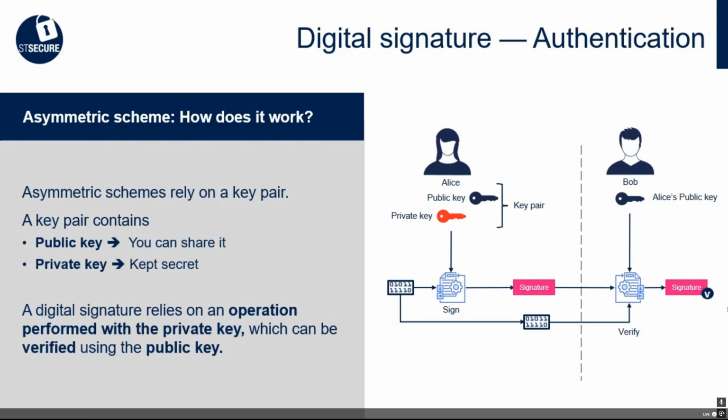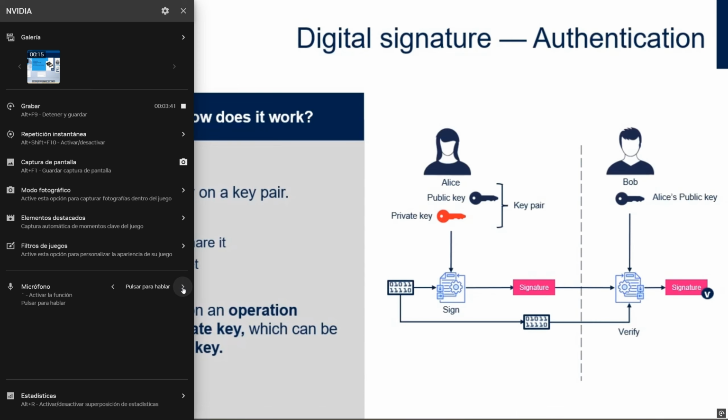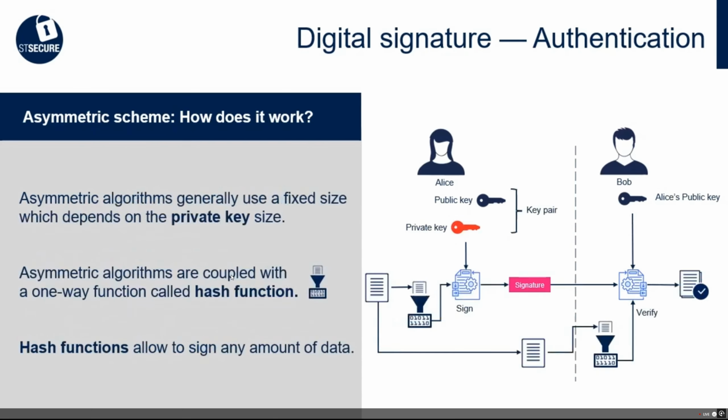What makes asymmetric cryptography so special? The operation performed by the private key can be verified with the matching public key. Let's take an example. See Alice on the left. If Alice wants to send a signature to Bob, she uses her private key to generate it. Bob then uses Alice's public key to verify it. It's that easy. This mechanism can be used to verify a signature, but the amount of data you can sign is limited to the size of the private key.